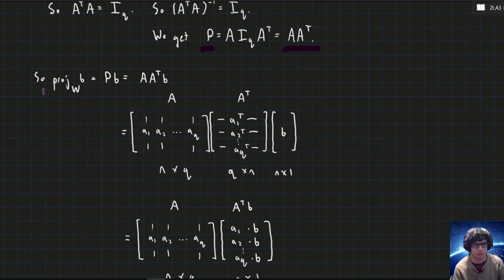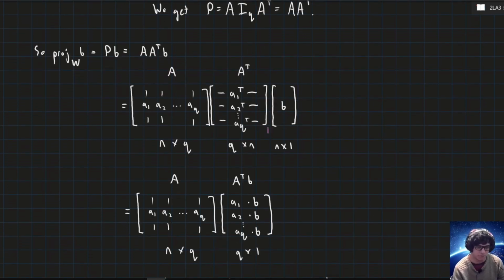Okay, so what does that mean for the formula for projecting a B onto W? Let's work out what that implies. The projection of B onto W is equal to the matrix P times B. So we write it like this, A times A transpose times B. Let's remember what these matrices are. This is what A looks like, this is what A transpose looks like, and B is just an n by 1 vector.